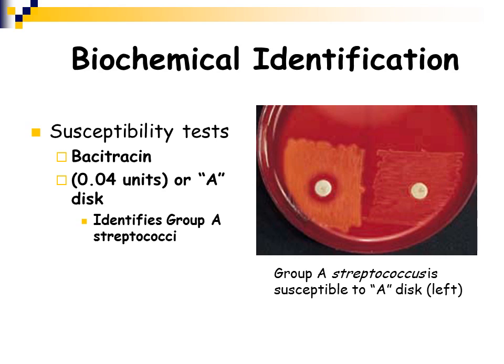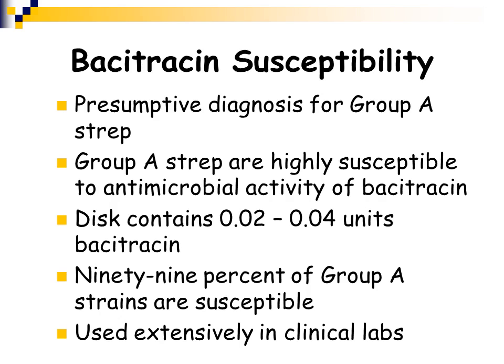So for our bacitracin test, it is a 0.04 unit disc of bacitracin, and the disc has a capital A on it, so it's also called an A disc. So again, group A strep or Streptococcus pyogenes is susceptible to bacitracin, so there will be a zone of inhibition around the A disc, and other streptococci are resistant, so they'll grow right up against the A disc. Bacitracin susceptibility is a presumptive diagnosis for Streptococcus pyogenes.